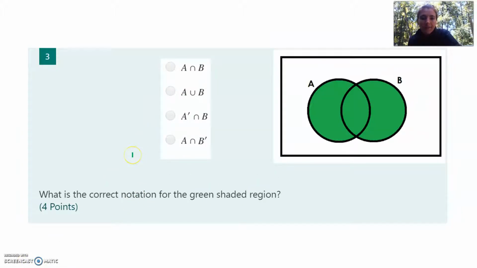I think you all got this one. This is showing the union of A and B. It's everything in the interior of both circles.